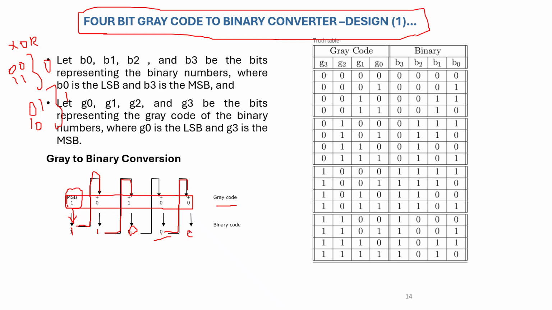The same process follows. After that, what you have to do is list the gray code from 0 to 15 here. Then find the equivalent binary form from 0 to 15 and write it. Then simplify by using K-map for B3, B2, B1, B0 in terms of G3, G2, G1, G0. Then make a logic diagram for this.